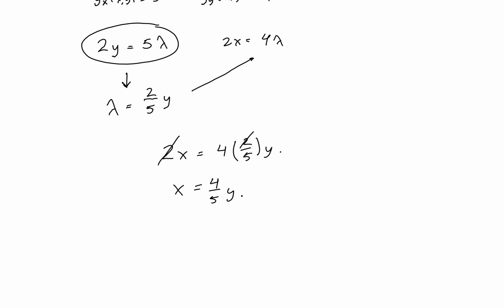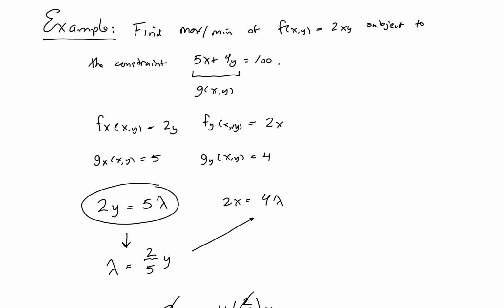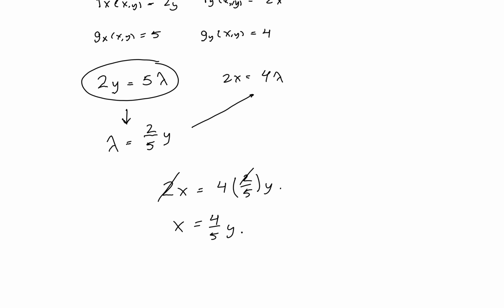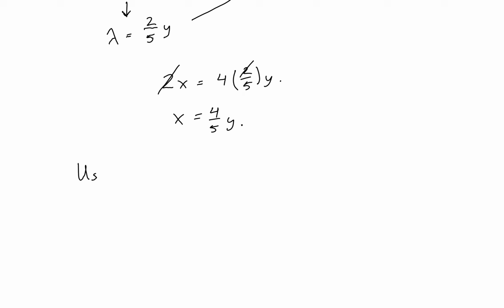So that's the point that satisfies our partial derivatives condition, and now we want to use our constraint. So it also needs to satisfy this constraint. So now we use the constraint to get the actual values of x and y.